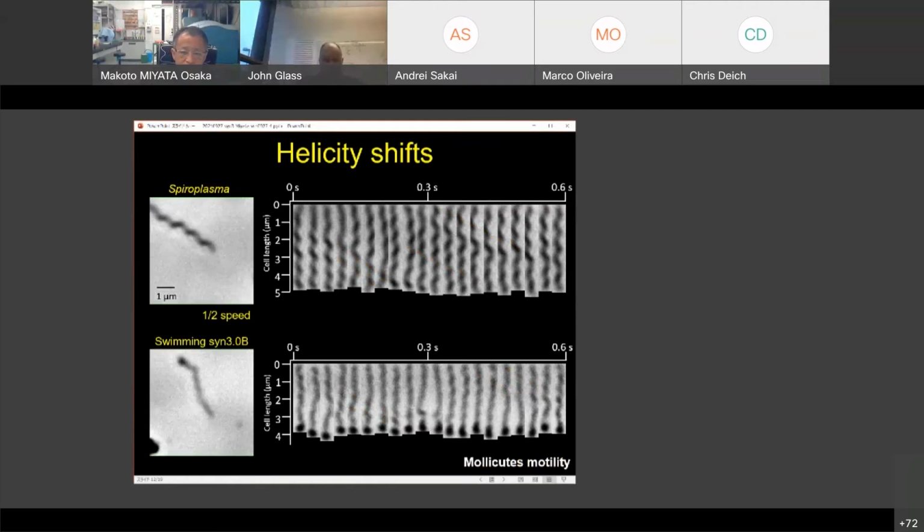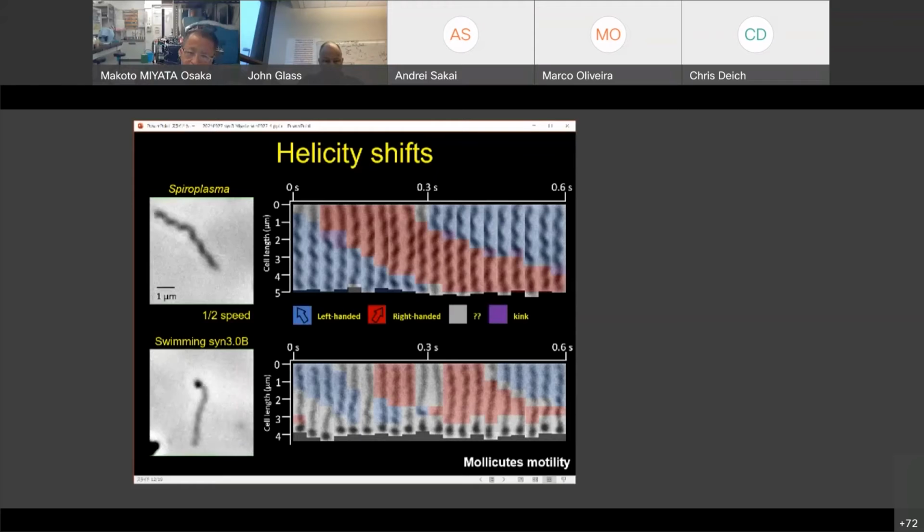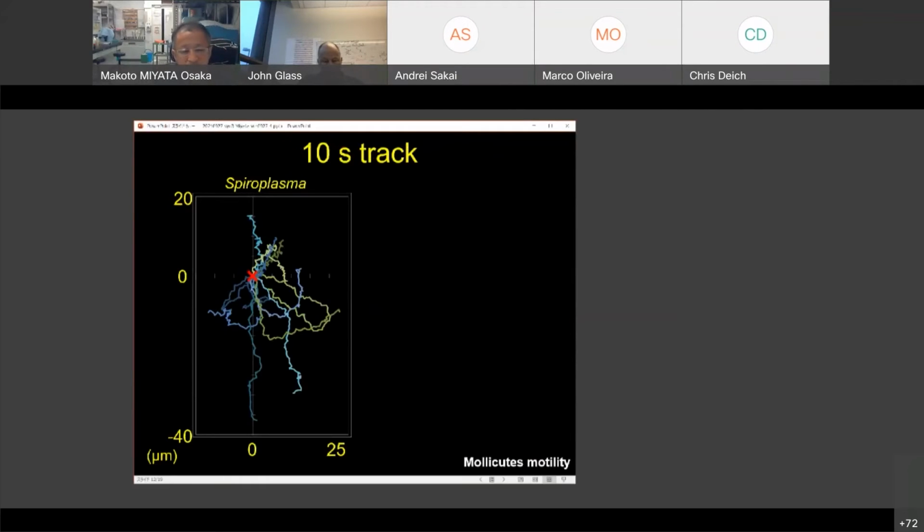We assigned the left-handed and right-handed parts. We found that in the Spiroplasma, the shift is more continuous, but in the swimming SYN3, it's a kind of discontinuous. This is reflected in the swimming behaviors. This is a 10-second trace of the Spiroplasma swimming.